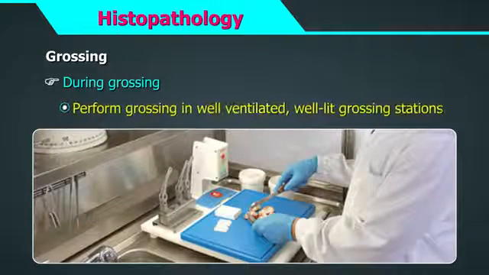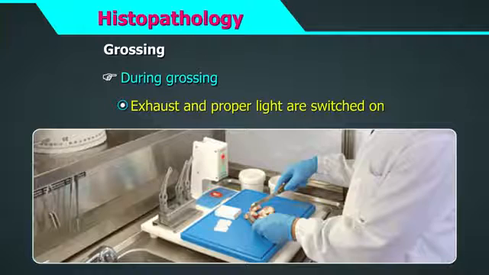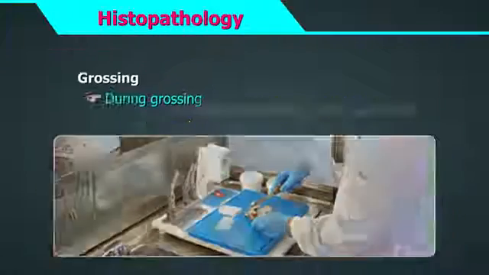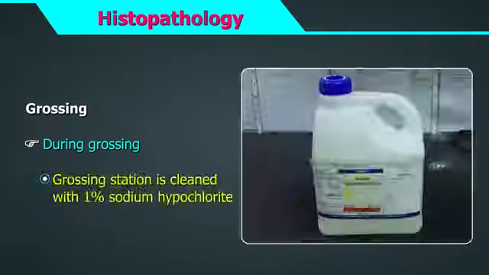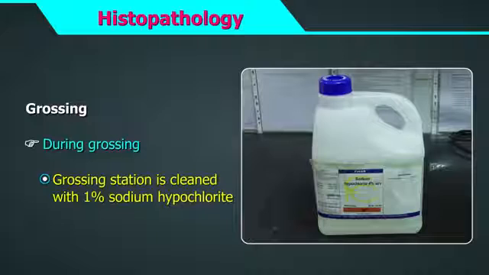It is ideal to perform grossing in well-ventilated, well-lit grossing stations. Exhaust and proper light should be switched on. Proper gloves, mask and apron should be worn every day while grossing. Grossing station should be cleaned with 1% sodium hypochlorite daily after grossing.